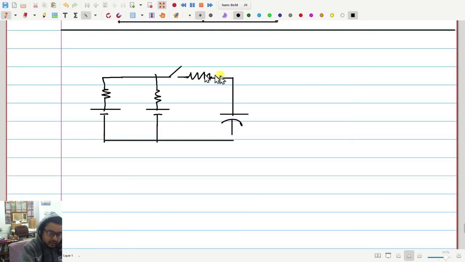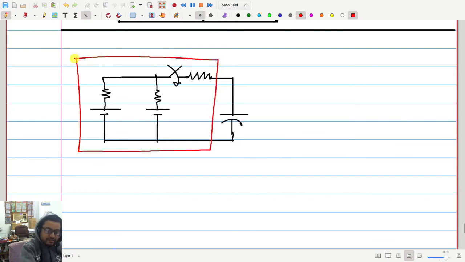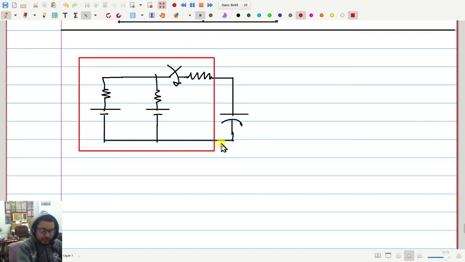Yes sir, this is solvable. You should be able to solve this. Do one thing: take this capacitor outside a box and put everything else inside a box. After the switch is closed, now you can find the Thevenin equivalent of this circuit.